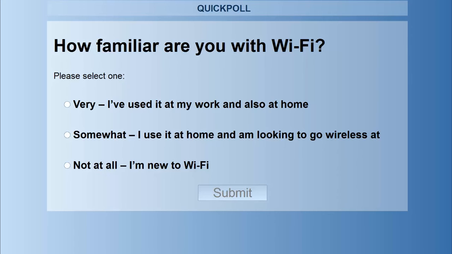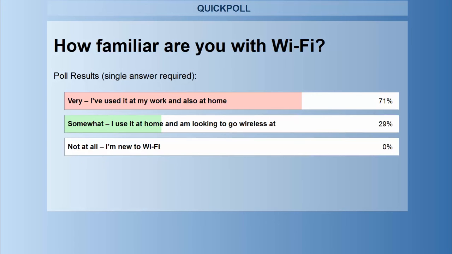So it looks like our responses are coming through. Most of you are pretty familiar with Wi-Fi, which is great. It's a wonderful protocol to use. I'm going to give you just another second. All right, here are your results. 71% of you have used it both at home and at work, so you're very familiar with Wi-Fi. About 30% of you are using it at home and looking to go wireless at your place of business. And none of you are totally new to Wi-Fi, which is not totally unexpected given how prevalent wireless is in our everyday lives. Thanks for participating, guys. We'll have one more a little bit later on in our presentation.